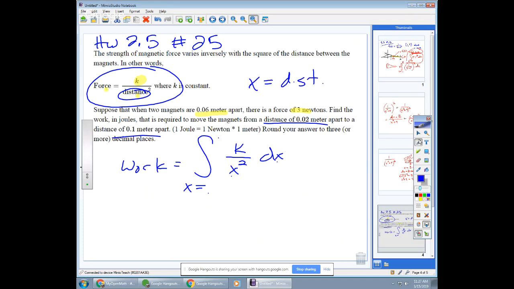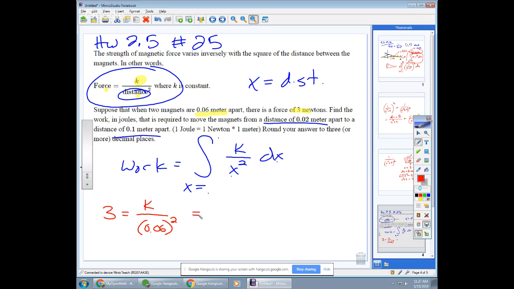Let's see, pen. Let's go with red. So when the force is 3 newtons, I don't know k, but I know the distance is 0.06 meters. Do newtons and meters work well together? Yes. What if this was newtons and centimeters? We'd want to change it to meters, so keep that in mind.